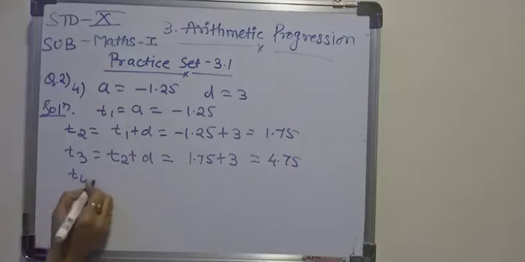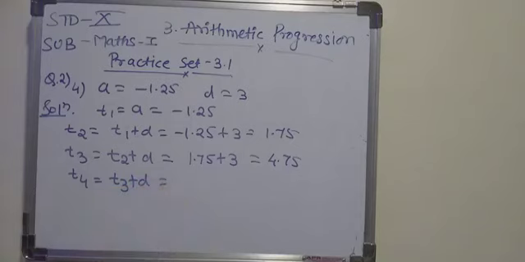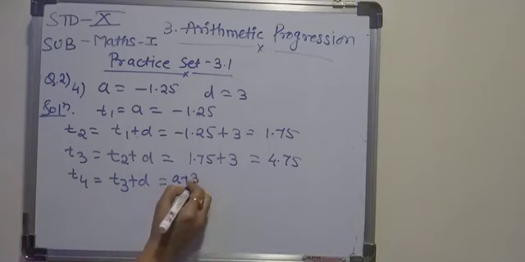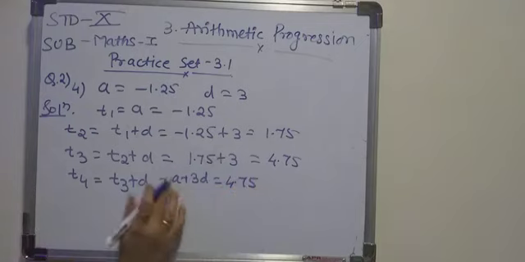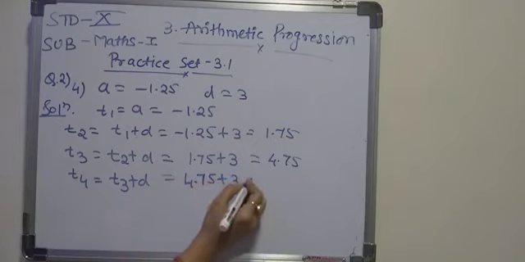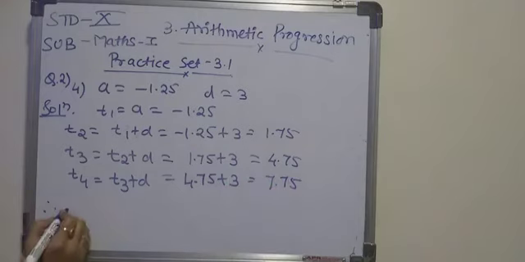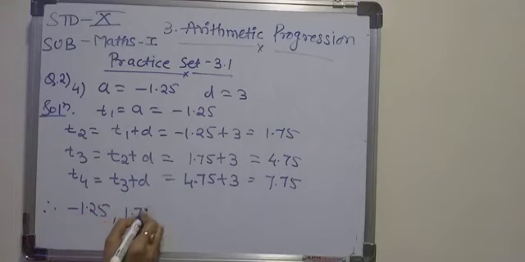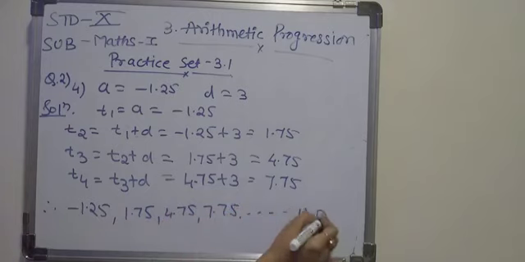For T4, again you can write T3 plus D, or you can write A plus 3D. A means minus 1.25 plus 3 into 3, which is 9, so 9 plus minus 1.25. Or you can just write T3 plus D, which is 4.75 plus 3. The answer is 7.75. So your required AP is minus 1.25, 1.75, 4.75, 7.75, and so on.